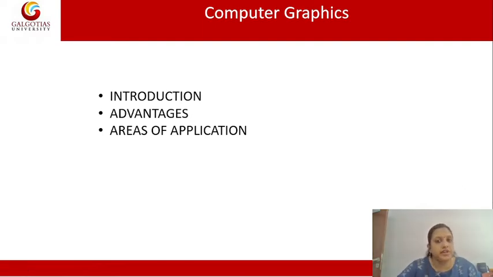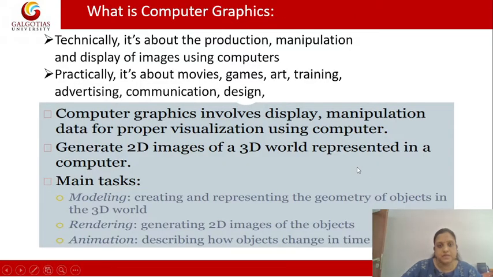Now, what is computer graphics? Introduction, advantages, and areas of applications. It's all about the production, manipulation, and display of images using computers. Practically, it's about movies. Nowadays, various animated movies and action movies, games, art, training programs, advertising, communication, and design all include computer graphics in all eras of our modern era.